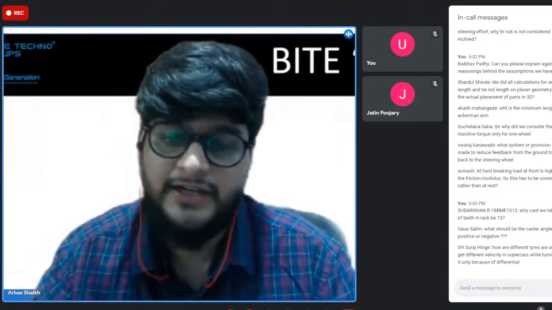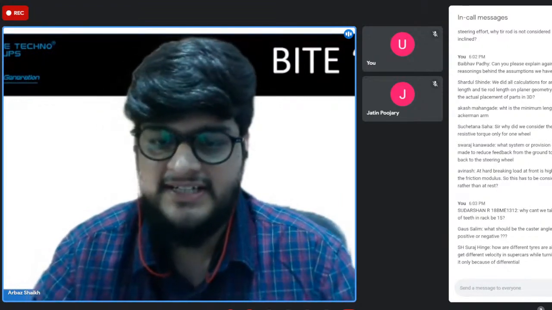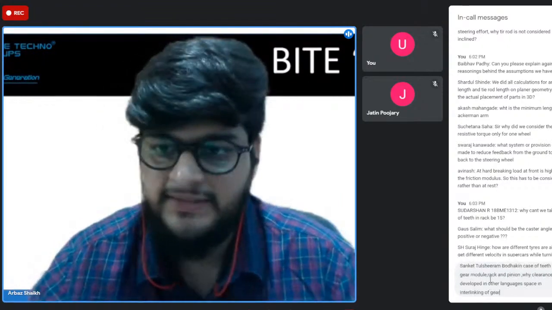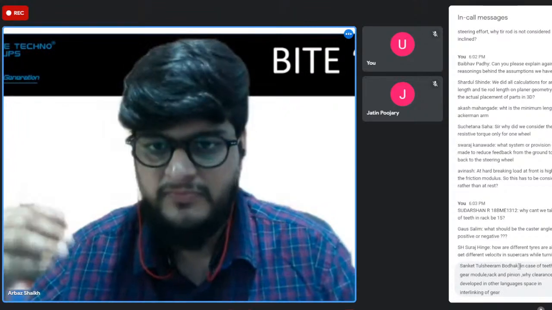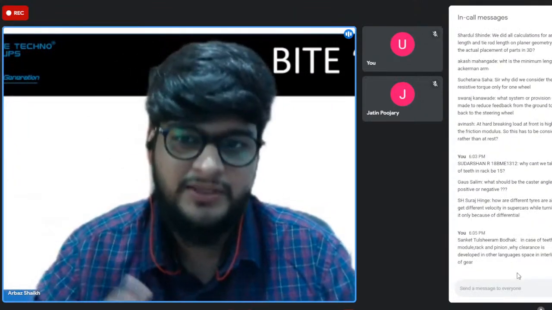Akash is asking what the minimum length of the Ackerman arm is. You can even keep it 50. It doesn't matter, as long as it satisfies your geometry. You can even keep it 25. But in most cases, it will not satisfy the geometry if it's too small. So it's preferable to keep it somewhere around 100.